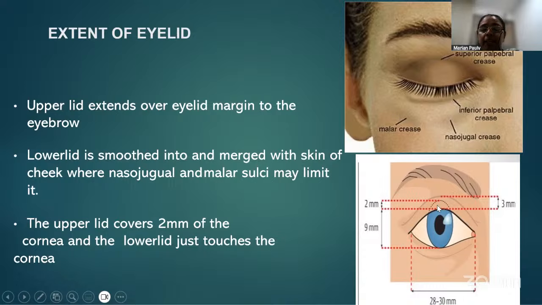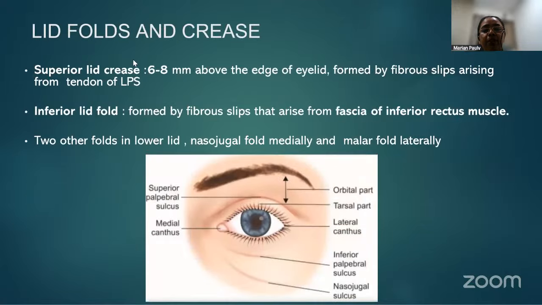The upper eyelid covers around 2 millimeters of the cornea, and the lower eyelid just touches the inferior limbus. Coming to the lid folds and crease, there is a superior lid crease 6 to 8 millimeter above the edge of the eyelid. This can vary with the sex. In males, it is around 6 to 8 millimeter, whereas in females, it is around 9 to 11 millimeter.